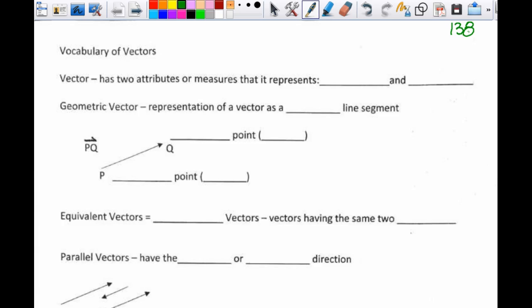So, vectors, right? Not new to you. A vector has two attributes or measures, okay, the word attributes will come up a lot, that it represents. And so the two basic words that we're going to write down first, and the blanks may not be there, magnitude and amplitude are those terms that you used in physics for vectors. Yes or no?